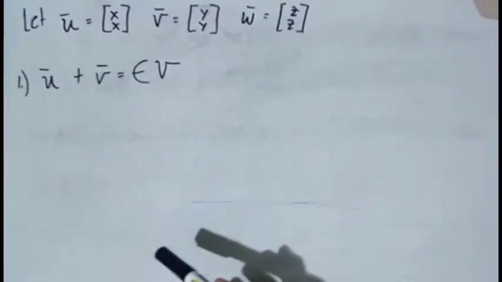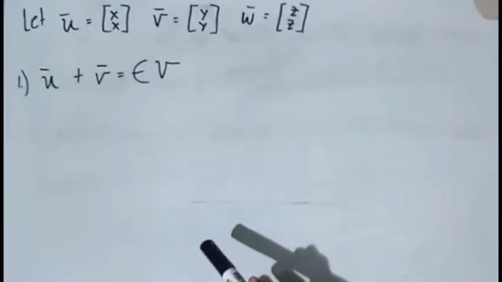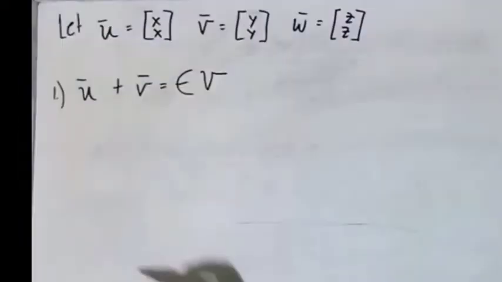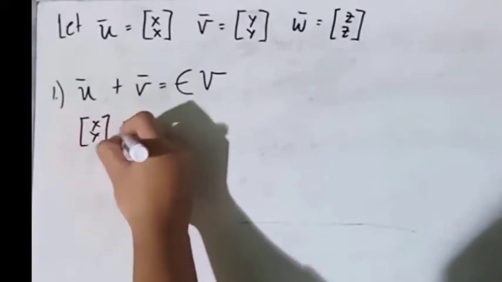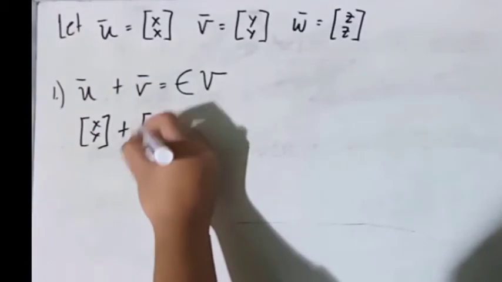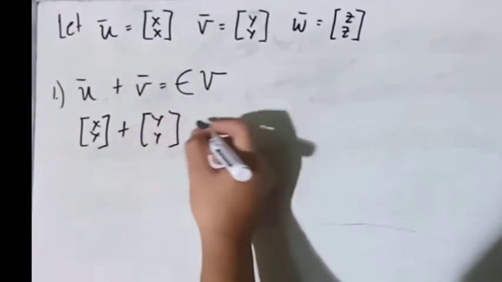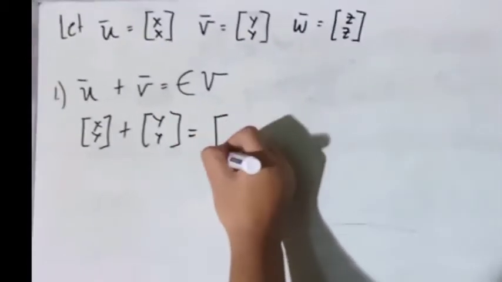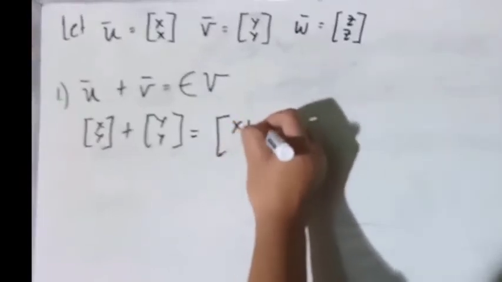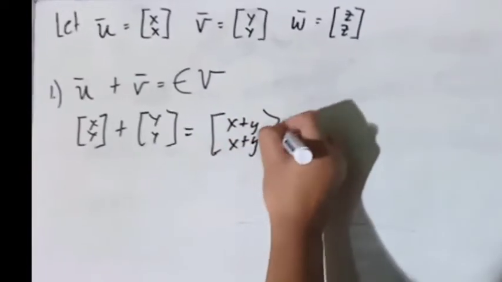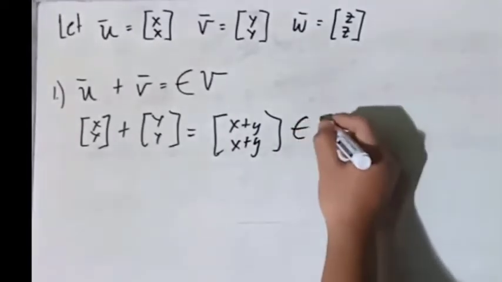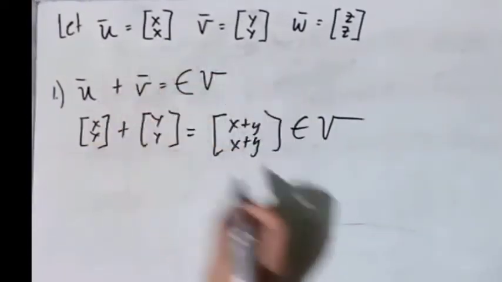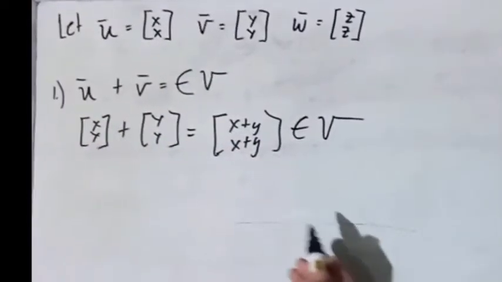So we have the first one: vector U plus vector V is an element of the vector space. So we have vector U, that is (x, x), plus vector V, that is (y, y), and that is also the same as (x plus y, x plus y), and this is an element of the vector space. So that is closure under addition.